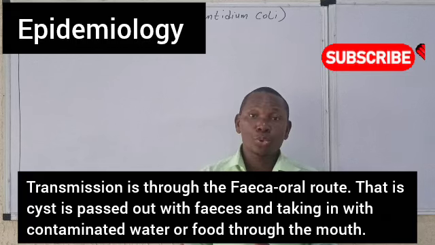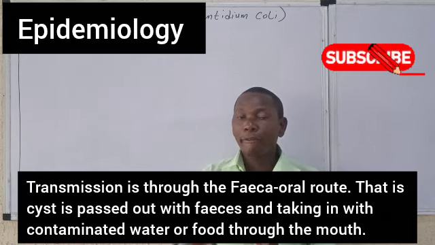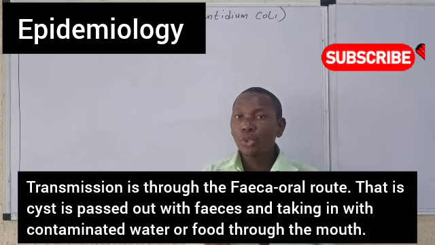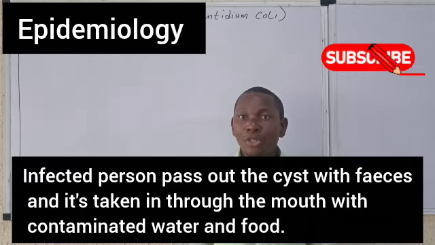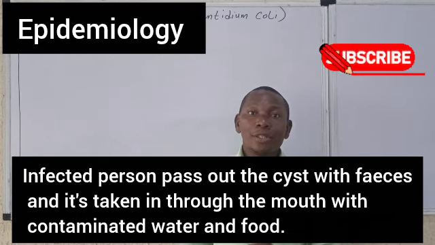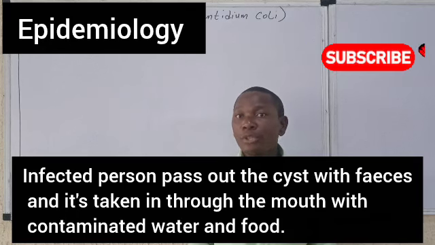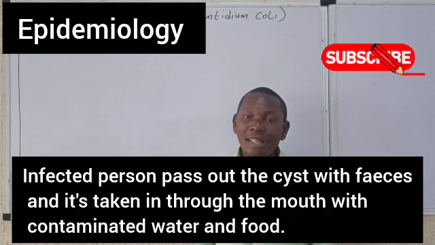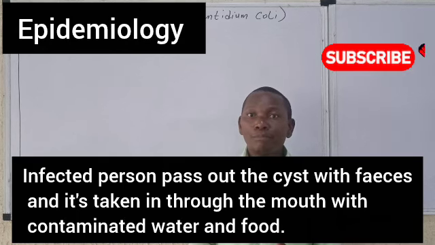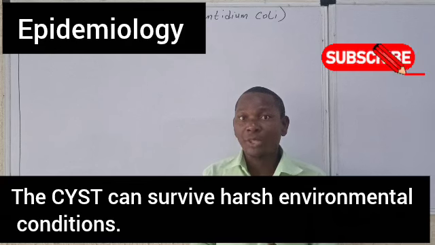The transmission route or dynamics. It is through the fecal oral route. Note, what do I mean by fecal oral route? Now, a contaminated person passes out the trophozoite as well as the cyst along with the feces. Now, what happens? The trophozoite cannot survive outside the host, so definitely that will die off. But the cyst can survive, can withstand harsh environmental condition because it is actually dormant.